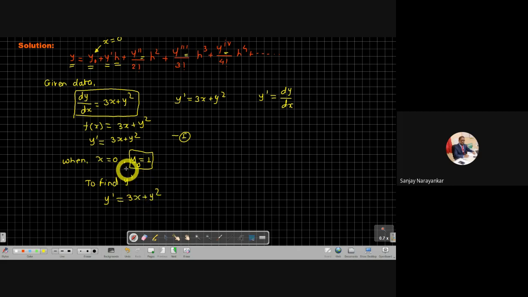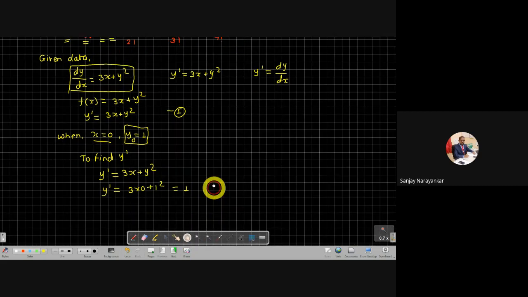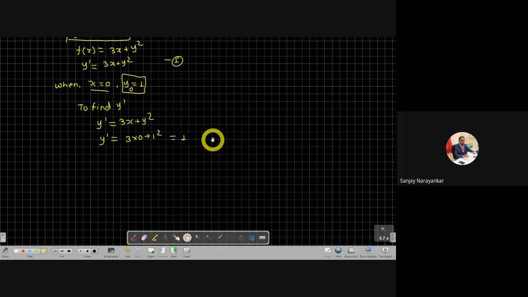We also have the values of x and y, so we can substitute in this equation and get y dash. Y dash is equal to 3 into 0 plus 1 square, and that value is nothing but 1. So we got y dash. This is our first solution.